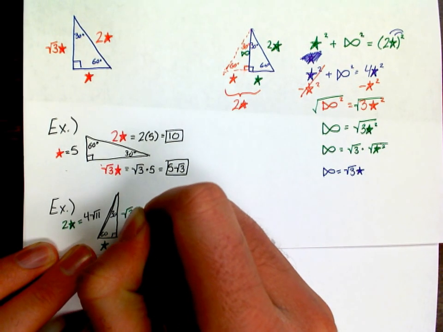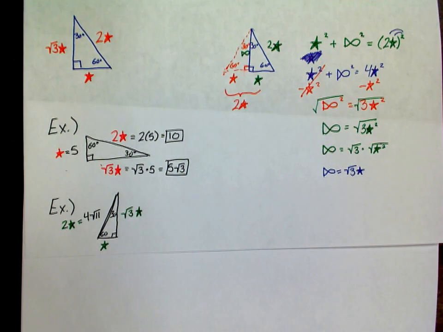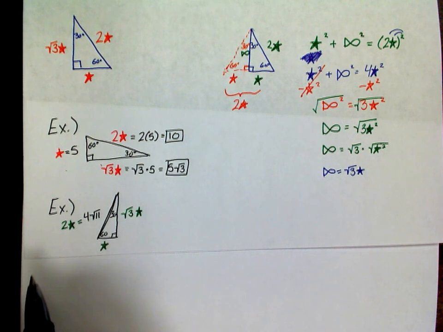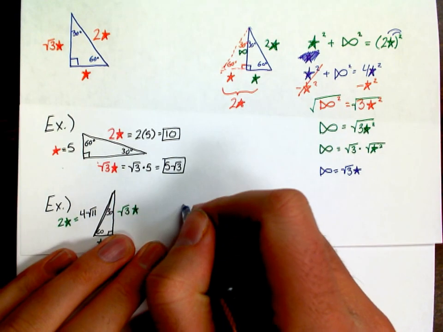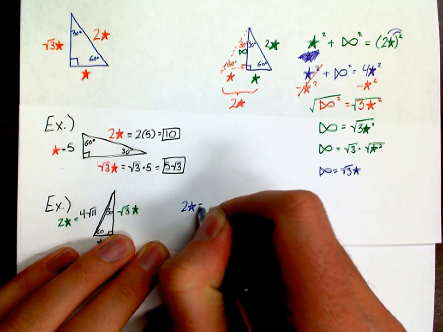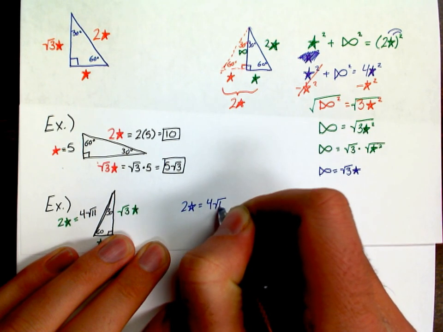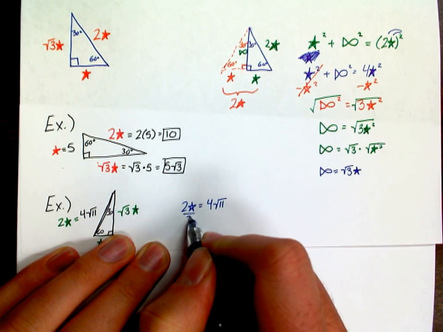Alright, so let's get to work. Over here I have an equation that I can solve for star. I'm going to come off to the side here. 2 star is equal to 4 square roots of 11. So if I divide both sides by 2, I get star by itself.